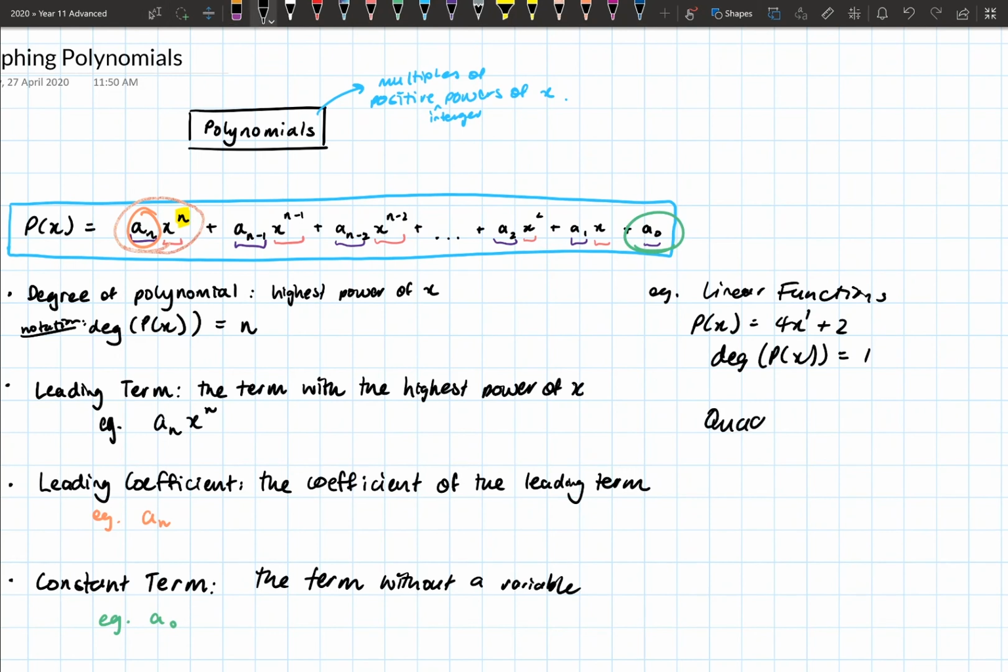We've also looked at quadratic functions. With our quadratic functions, we've got something like p(x) = 2x^2 + 3x + 1. That's also an example of a polynomial.